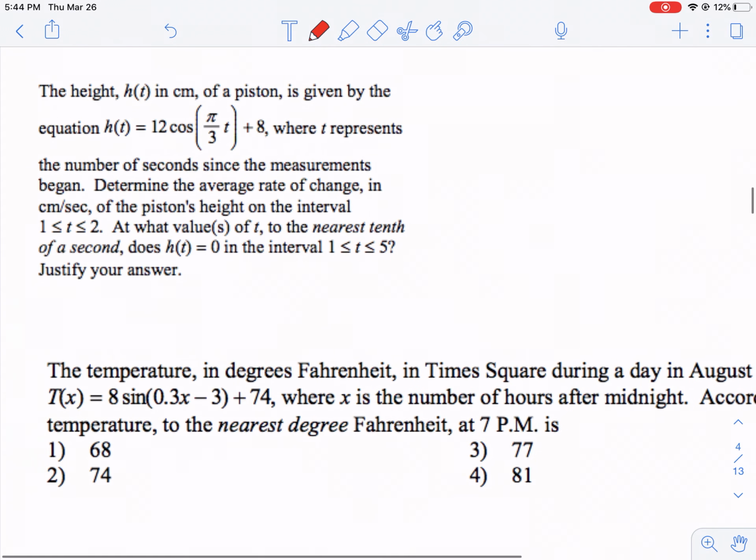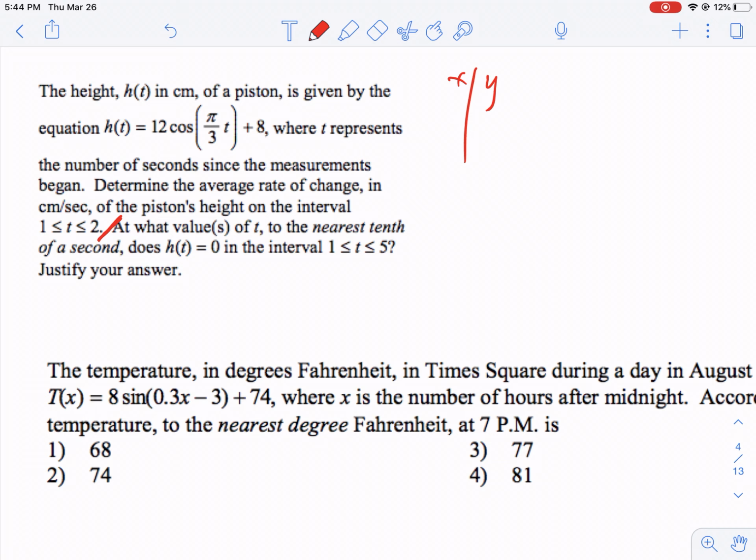Alright, the height of a piston is given by that equation. Determine the average rate of change of the piston's height on the interval of 1 to 2. Excuse me, at what value of t to the nearest tenth of a second does h of t equal 0 in the interval from 1 to 5? Okay, so first off, they want the average rate of change from 1 to 2. So we just have to fill in a 1 and fill in a 2. Actually, I'm just going to put that in a table.